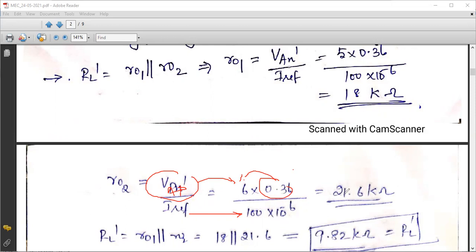So your answer will be 21.6 kilo ohm. As of now, you have R01 and R02. This is VAP, which is the early voltage of the PMOS, because the second transistor, Q2, is the PMOS. Once you have found R01 and R02, take the parallel effect of R01 and R02 and finalize your answer for RL dash.